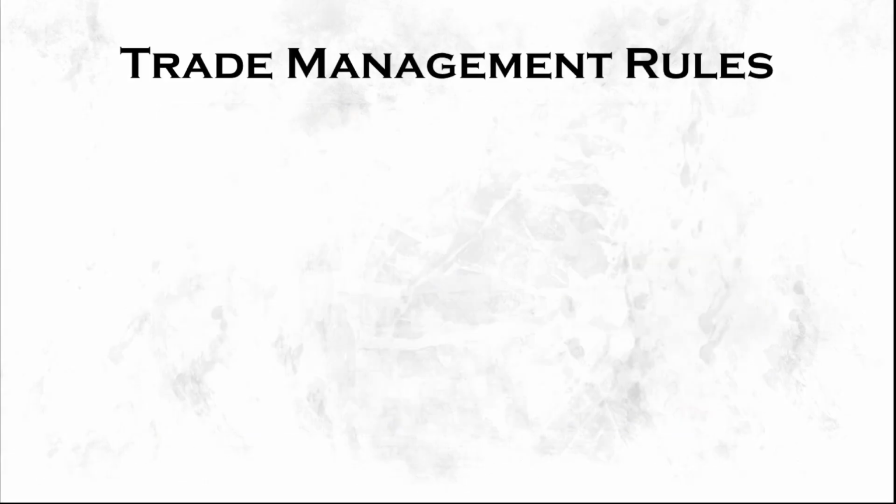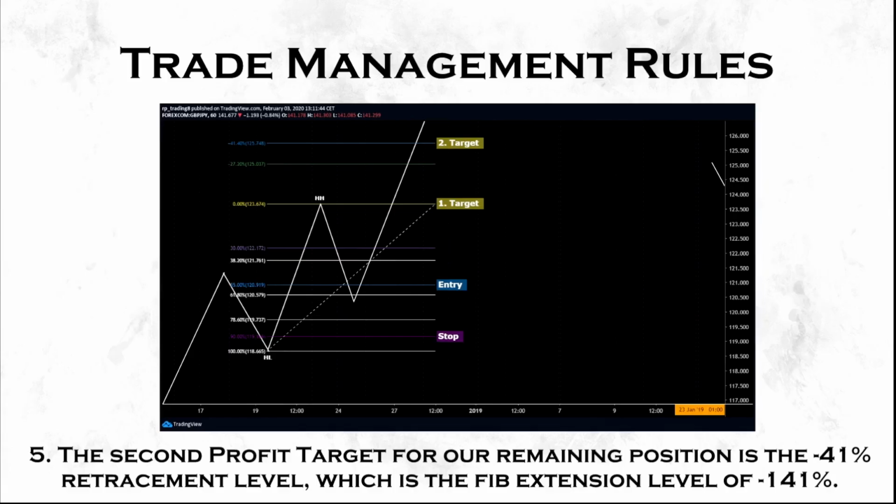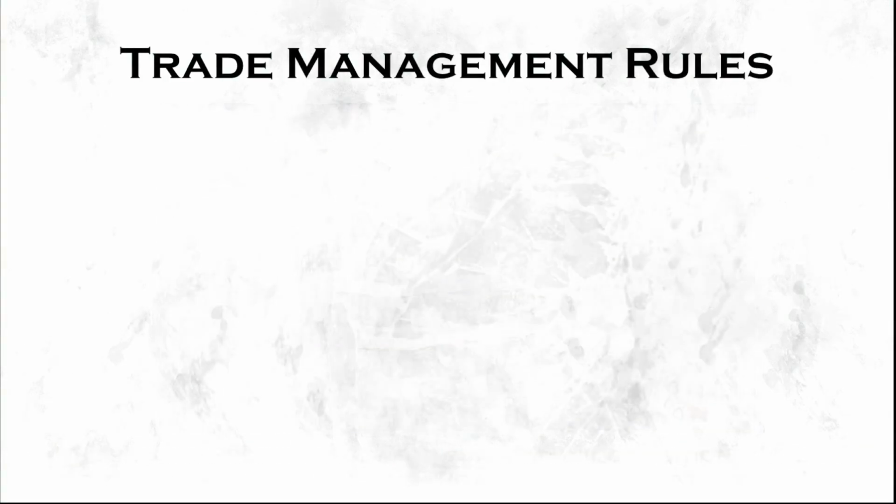And rule number 5 is the second profit target for our remaining position is the minus 41% retracement level, which is the Fib extension level of minus 141. It is a major level where price typically likes to retrace, so probably we can use this level to trade in the opposite direction for a quick scalp. I will dive deeper into this topic later on in the counter trend strategy creation example.